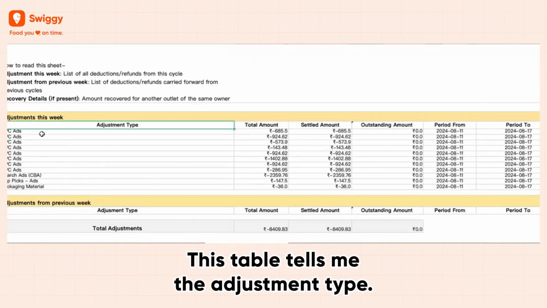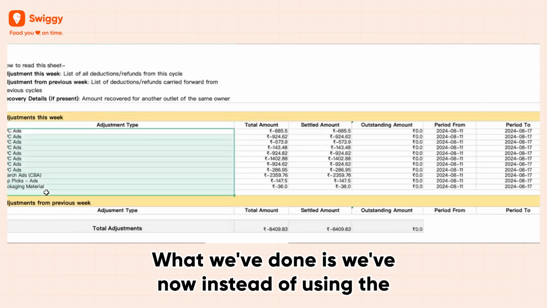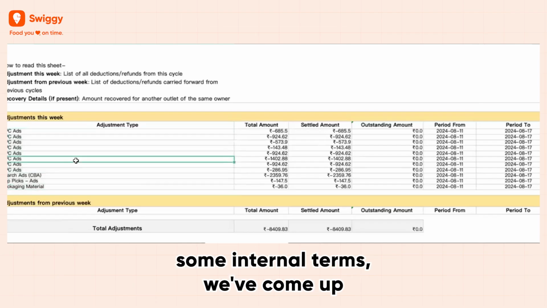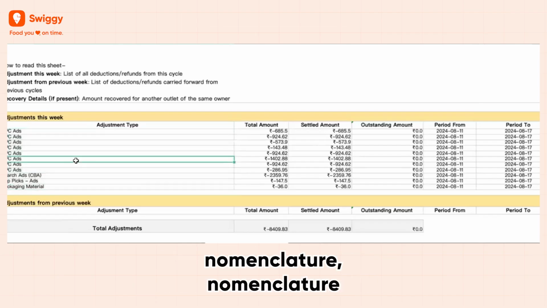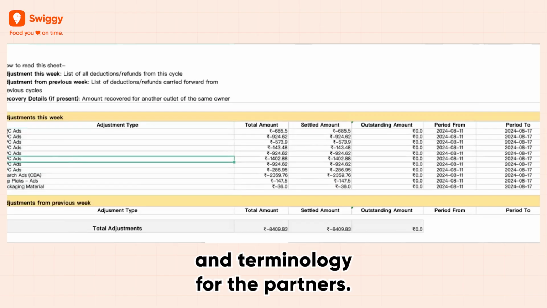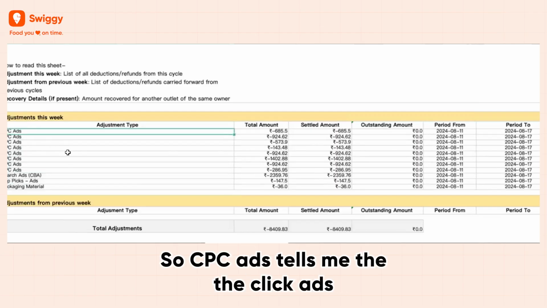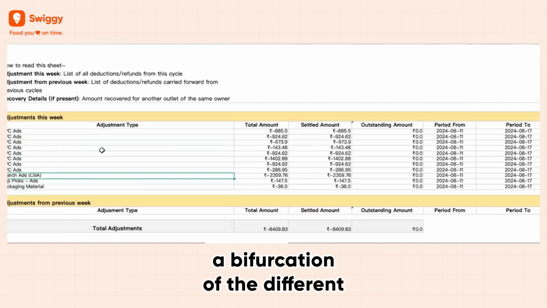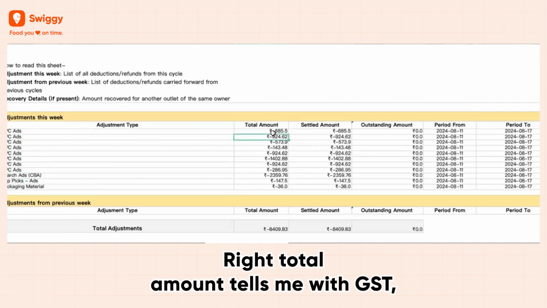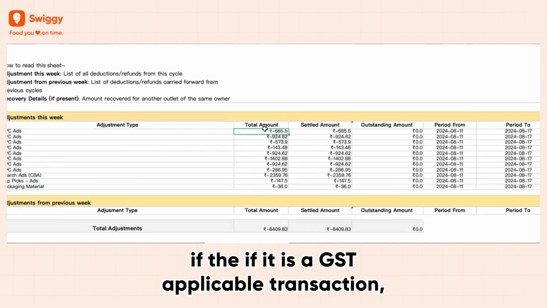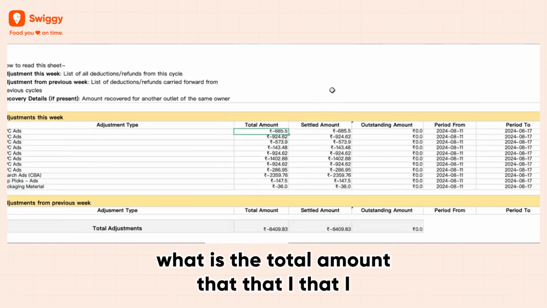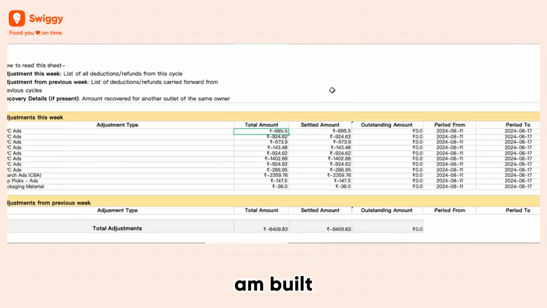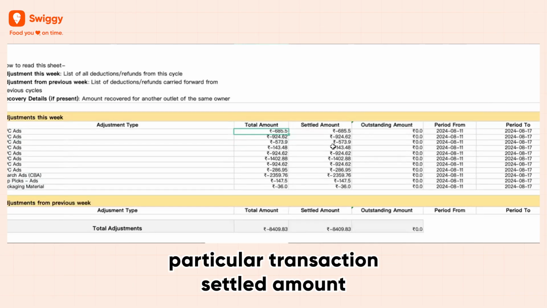Right. This table tells me the adjustment type. What we've done is, instead of using some internal terms, we've come up with very easy to understand nomenclature and terminology for the partners. So CPC ads tells me the click ads that I'm purchasing. Search ads tells me the search ads that I'm purchasing. So we've now clearly given you a bifurcation of the different transactions for which we are recovering the money from your payout. Total amount tells me, with GST if it is a GST applicable transaction, what is the total amount that I am billed in the current cycle for this particular transaction.